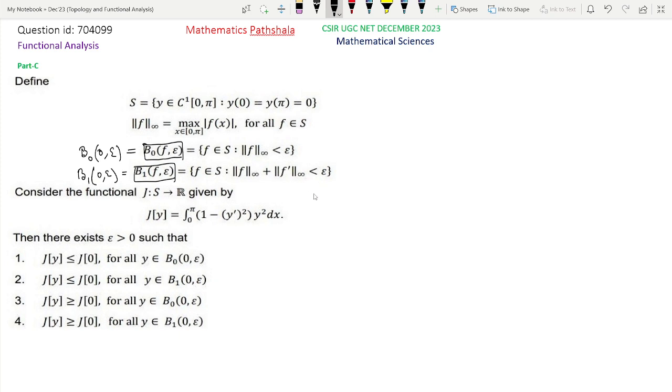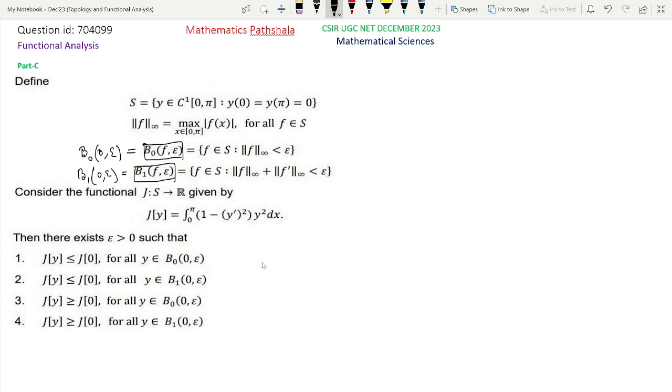than epsilon. Then consider the functional J from S to R given by this J y equal to this. So now, this is the option that there exists epsilon greater than 0 such that this 1, 2, 3, 4. So now one by one we discuss the options.